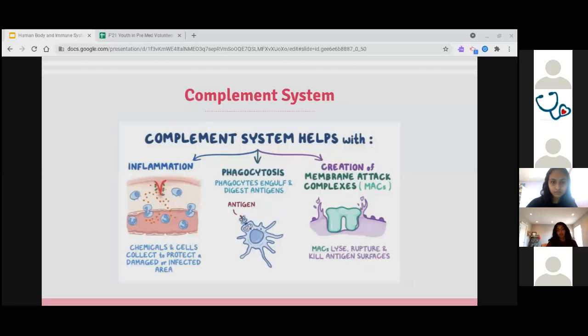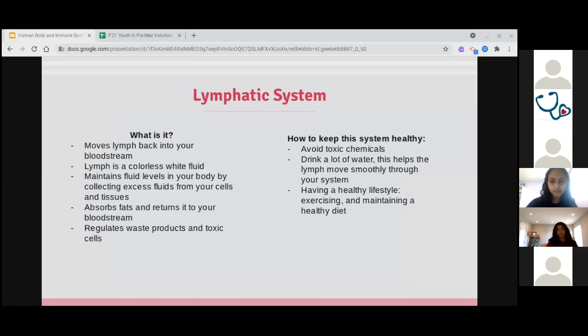Now we're moving on to discussing the lymphatic system. So what is the lymphatic system? Well, basically it moves lymph back into your bloodstream, and lymph is a colorless white fluid. So the lymphatic system is maintaining fluid levels in your body by collecting excess fluids from your cells and tissues, and also absorbing fats and returning it to your bloodstream. So it also regulates waste products and toxic cells, so it's kind of cleaning out your body.